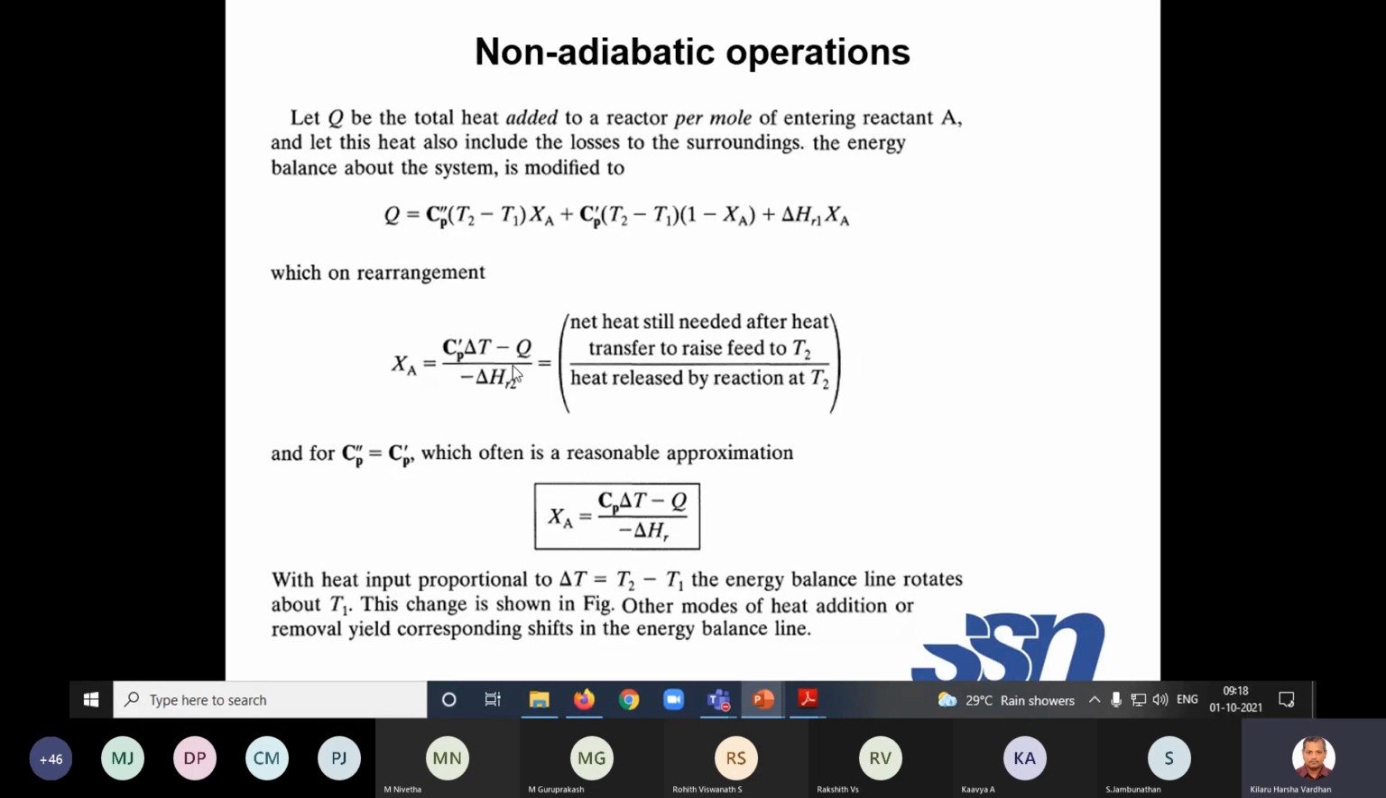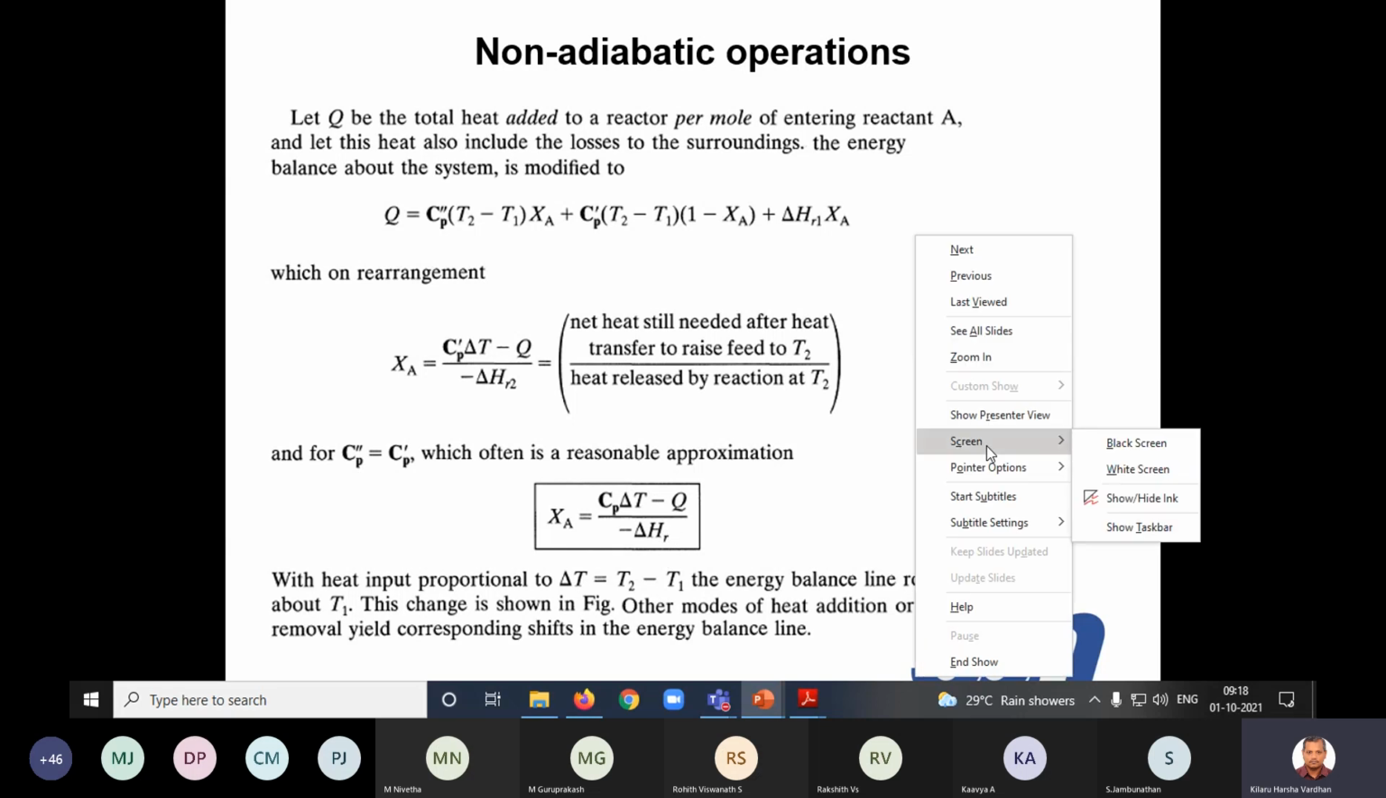That is what I mentioned here: net heat still needed after the heat transfer to raise the temperature to T2. This Q is because you are adding or removing the heat, whatever it is. So if your Cp dash is equal to Cp, that is, product is equal to the reactant, then this will be your operating line. Earlier case, you are getting only this.